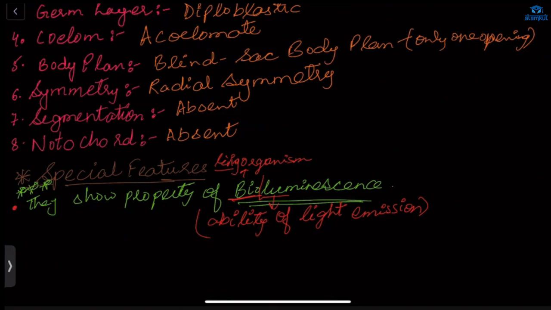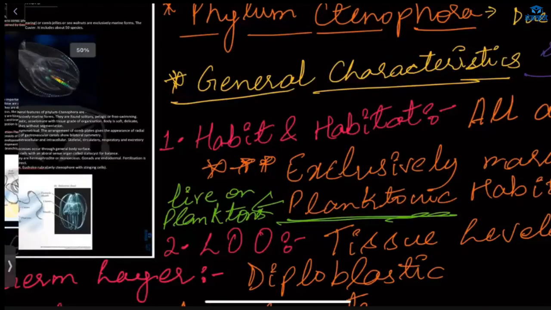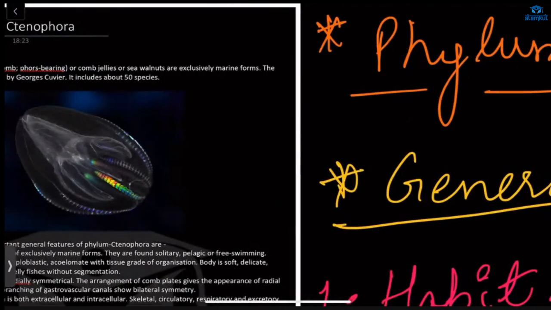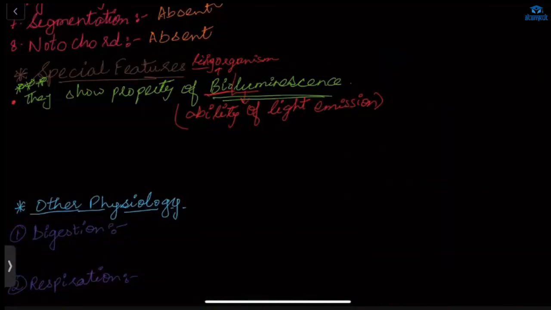Have you seen the firefly? It is a very famous example of bioluminescence. They glow at night, the ones we used to call jugnu in childhood. Have you seen those? They also show the property of bioluminescence in their body. Some special features and extra characteristics are present which allow them to emit light in the dark. In the figure also you can see they are emitting light. So they have the property of bioluminescence.